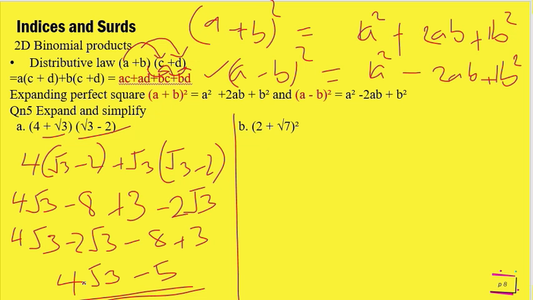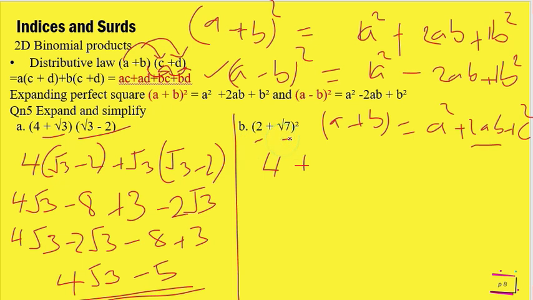Now in the next question, part B, we have a perfect square. Remember, this is like a plus b squared, which will always give us a squared plus 2ab plus b squared. It's very simple here, because you square the first term. Squaring the first term, which is 2, you get 4, then plus the next term, which will be the product of 2 multiplied by 2.